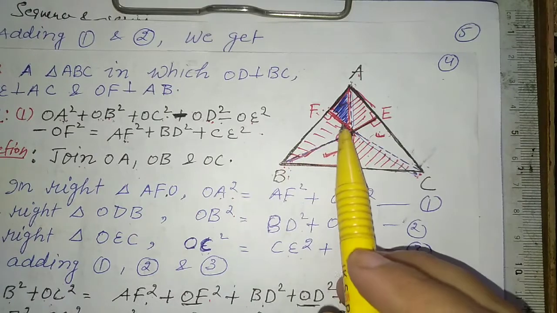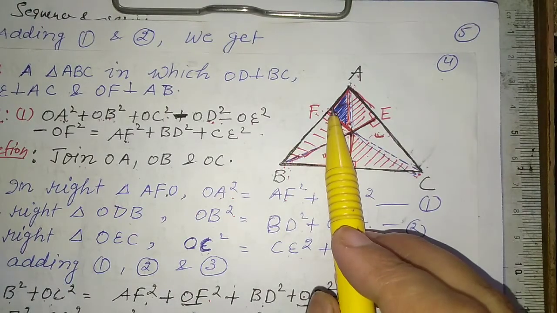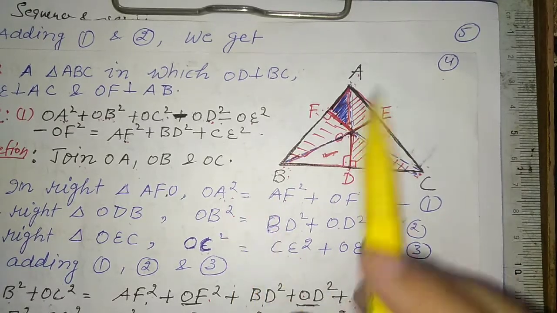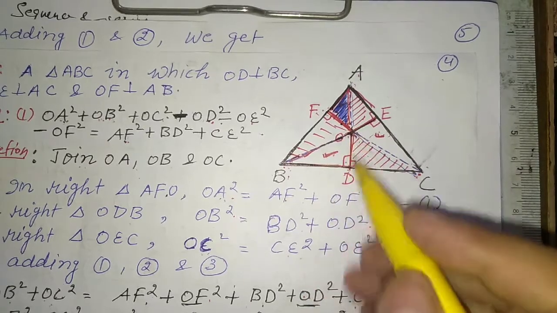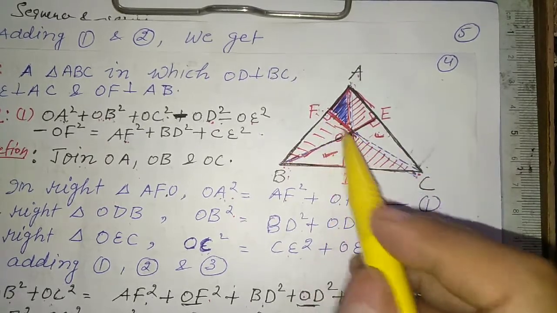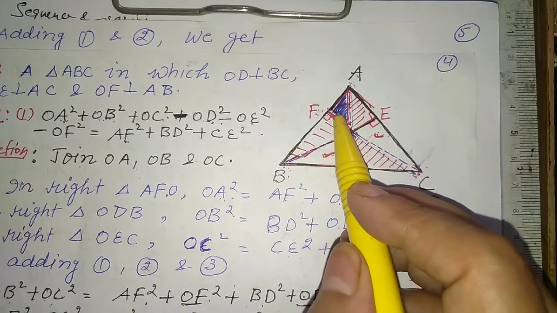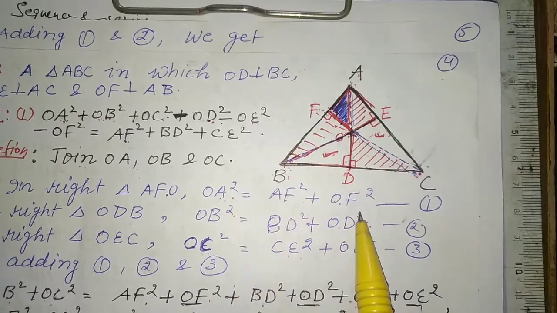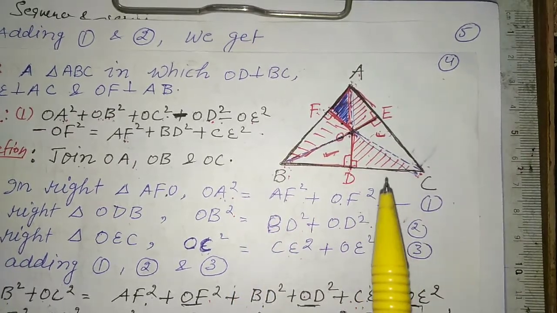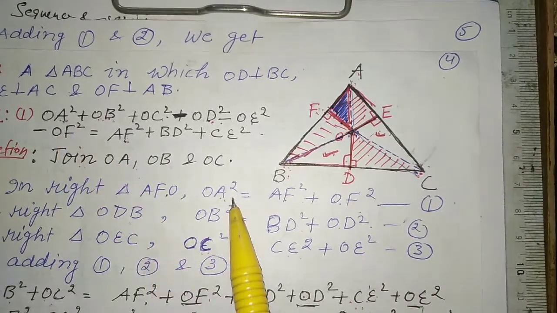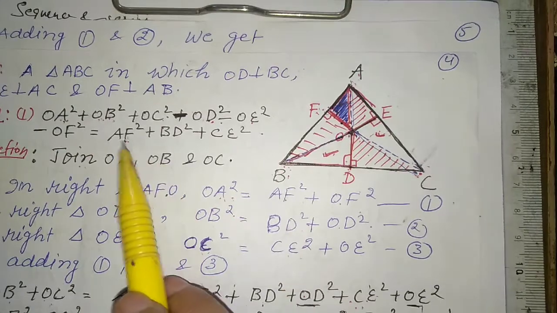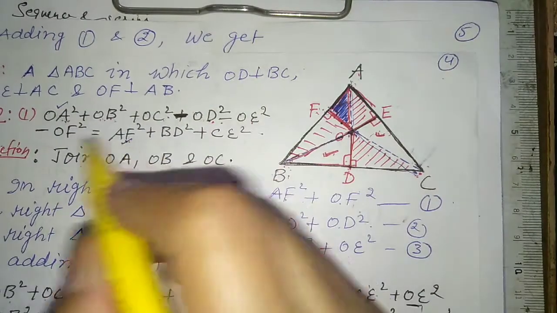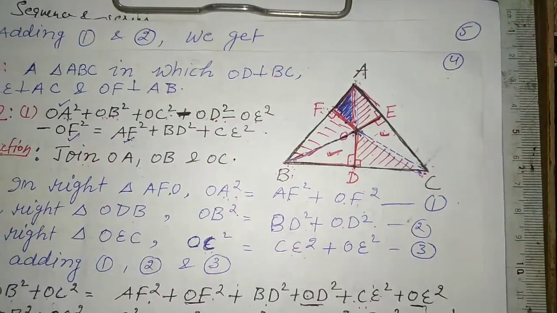This triangle is AFO, and this angle is 90 degrees, so OA is the hypotenuse. So OA square is equal to AF square plus OF square, because this angle is 90. This is the first equation. We match this: OA we have, AF we have, OF we have. So we get all these 3 here.